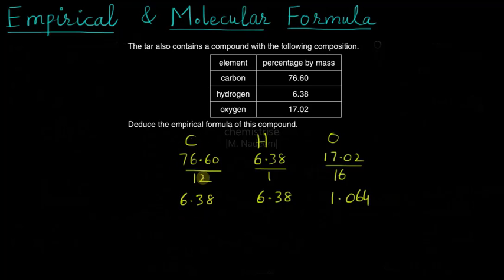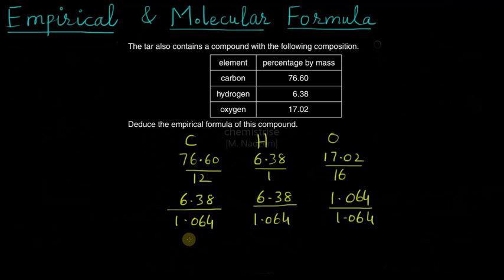In the first step, we have divided the given percentages by the atomic mass of the elements. The next step is to divide all of these numbers that we have got by the smallest number. In these three numbers, the smallest number is 1.064. So you'll divide all of them by this.